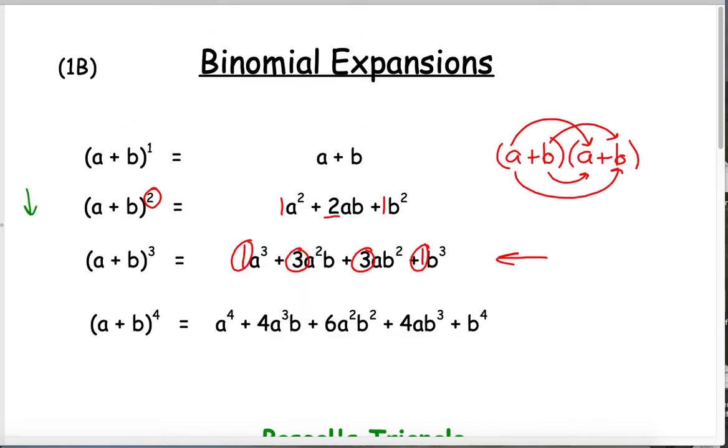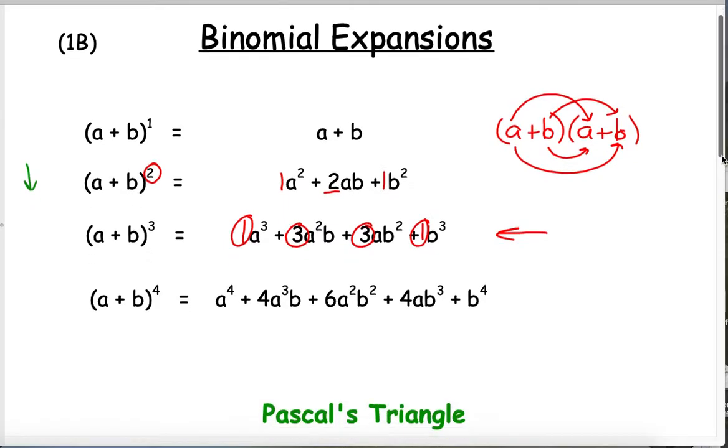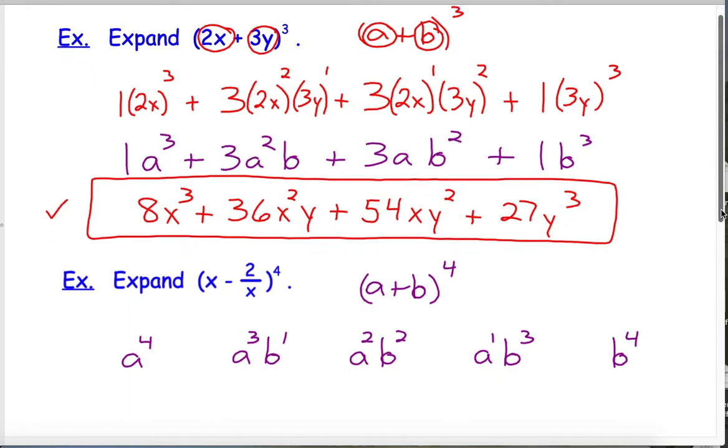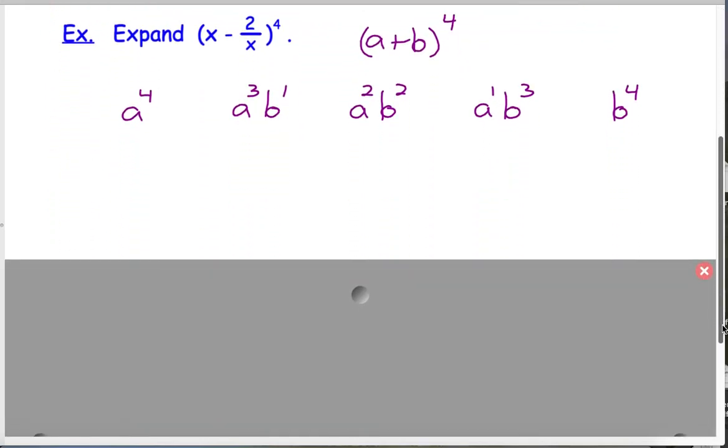So for a plus b to the fourth, that would be this row here, 1, 4, 6, 4, 1. And then we're adding all these terms together.